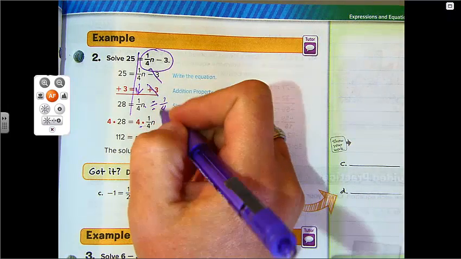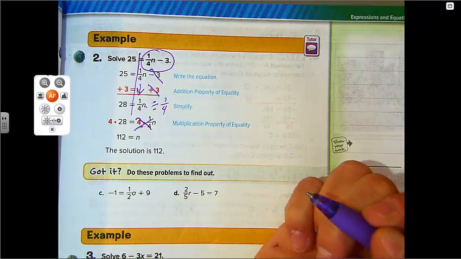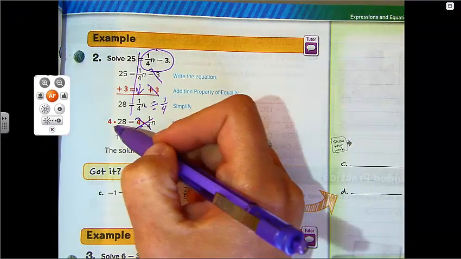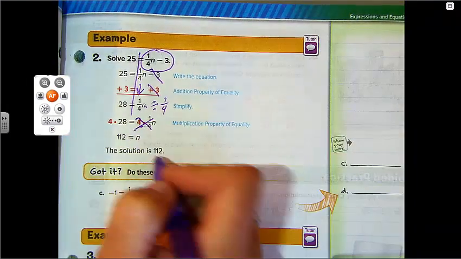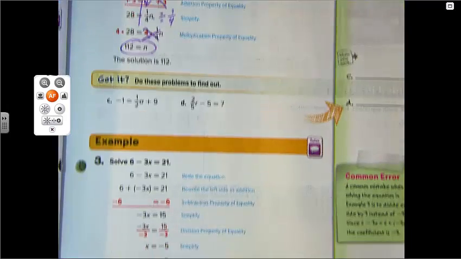When I do that, my 1/4s are gone, and I'm left with n. And 4 times 28 is 112. So my answer is n equals 112. Let's do letter D together.